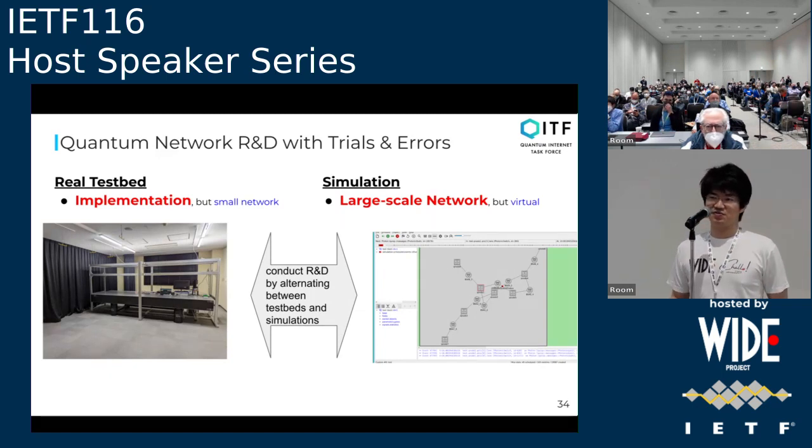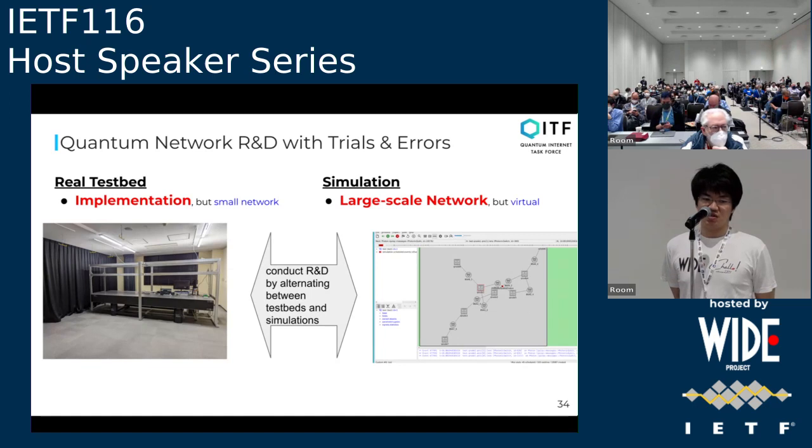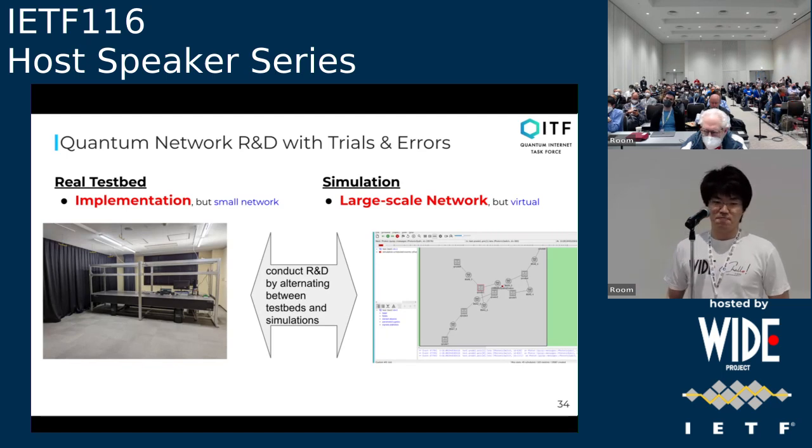Our strategy is like so. I think it is important to do both the real test bed and also simulation. I want to do trials and errors, so we do the actual implementation in a real test bed. Of course, it should start from a small network, and we should also validate those implementations, to see if it can be scalable or robust. Alternating those two aspects, the real test bed and simulation, is very important.